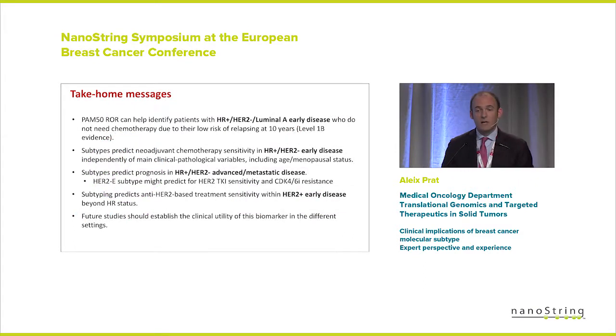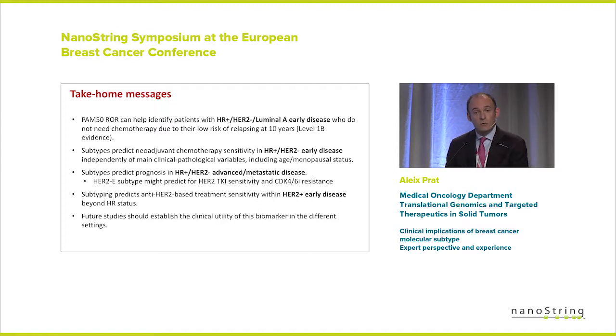So the take-home messages of my presentation are as follows. On one hand, PAM50 ROR can help identify patients with hormone receptor-positive, HER2-negative, luminal A early disease who do not need chemo due to their low risk of relapsing at 10 years, both in node-negative and node-positive disease. Subtype predicts chemotherapy sensitivity in hormone receptor-positive, HER2-negative disease in the neoadjuvant setting and independently of the other variables, including age and menopausal status. Also, I've shown you that subtype predicts prognosis in the metastatic setting in hormone receptor-positive, HER2-negative disease in the first line, with 2 independent studies showing that.